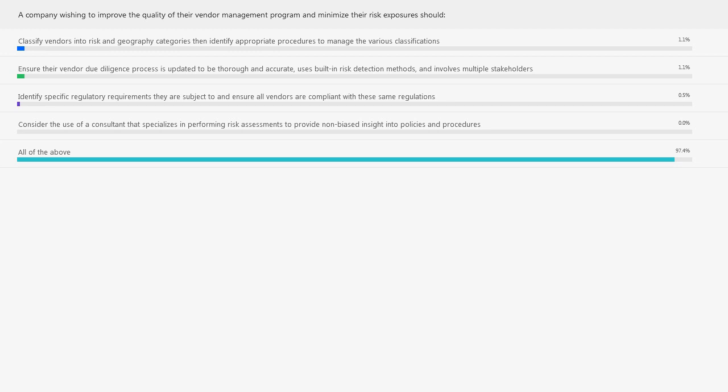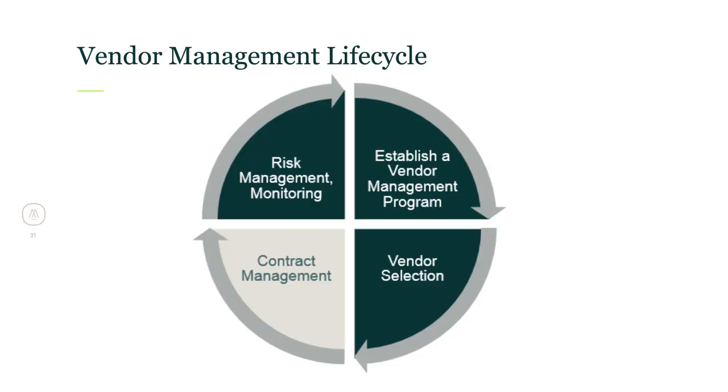Some just chose classifying vendors, definitely important. Ensuring proper due diligence, also important. No one chose just using a consultant, but the vast majority here, folks, chose all of the above. They're all definitely critically important to really minimizing risk exposure and maximizing the quality and the value that's derived from your vendors. Now we're going to go through the next piece, which is really procurement and contract management.